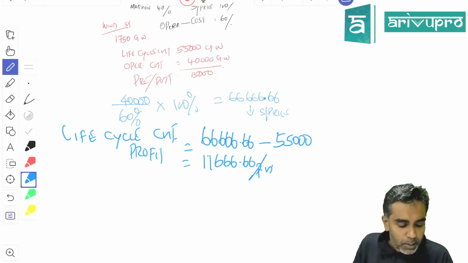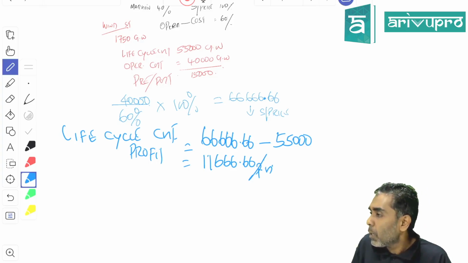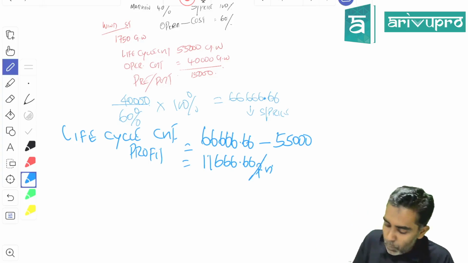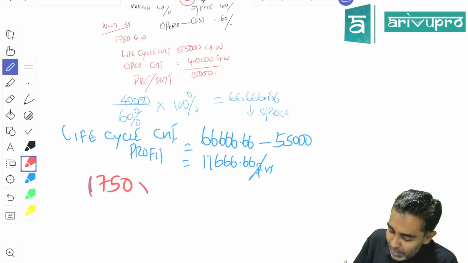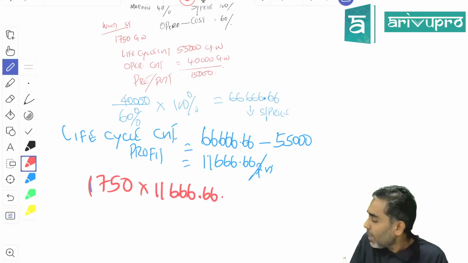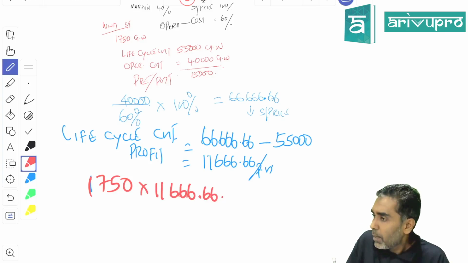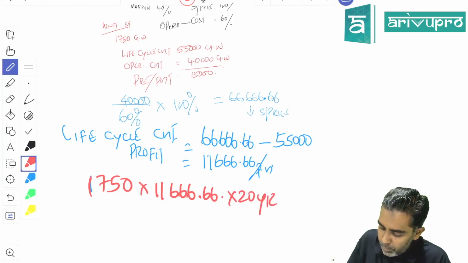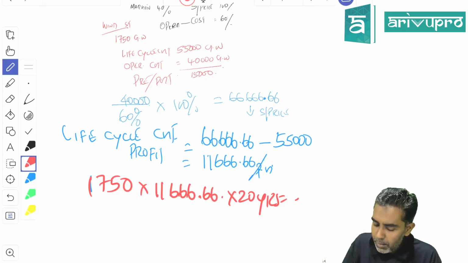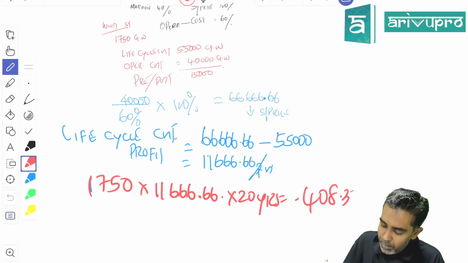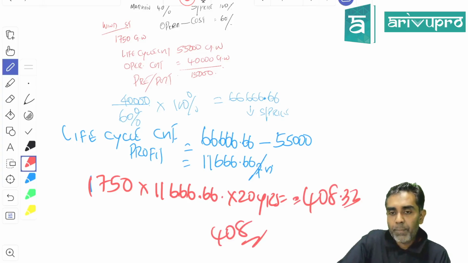Now they have given in the question a station which generates how many gigawatts? 1,750 gigawatts. For each gigawatt, your profit is 11,666.66. How many years is the total duration? 20 years. Then how much? 408 million. Is that understandable?